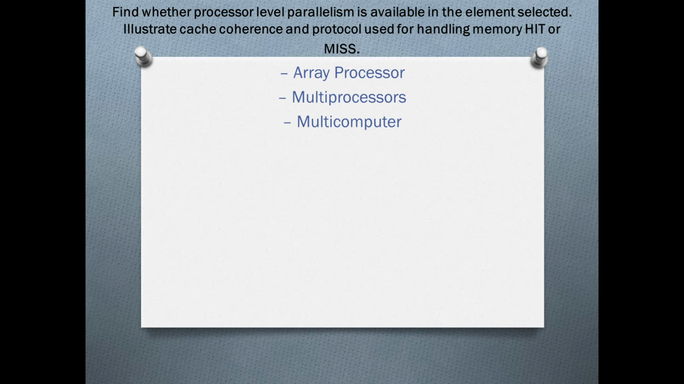So our last topic is find whether the processor level parallelism is available in the element selected. Illustrate cache coherence and protocol used for handling memory hit or miss. So we'll consider three alternative architectures: array processor, multiprocessors, and multicomputer. An array processor comprises a large number of processors that perform the same sequence of instructions on different sets of data.